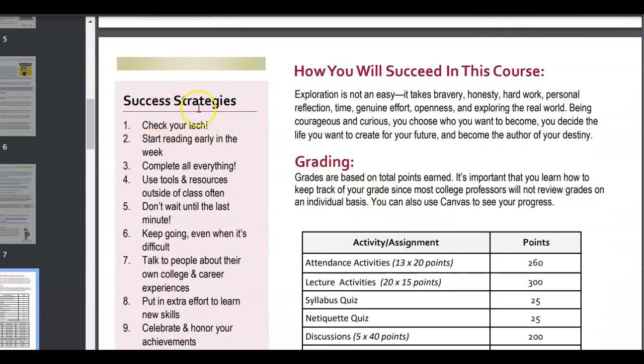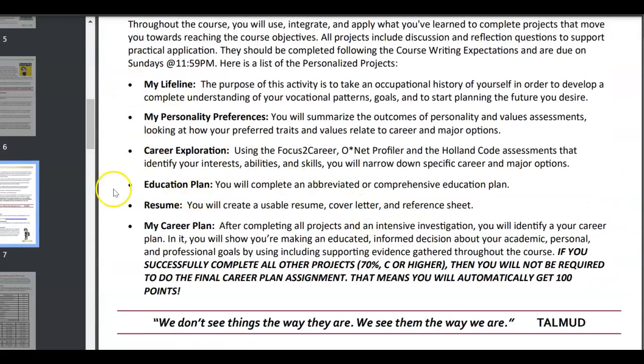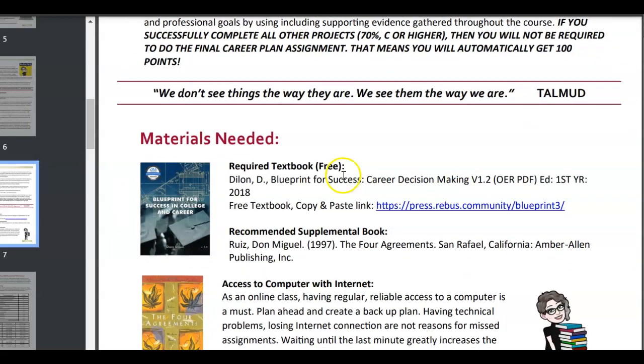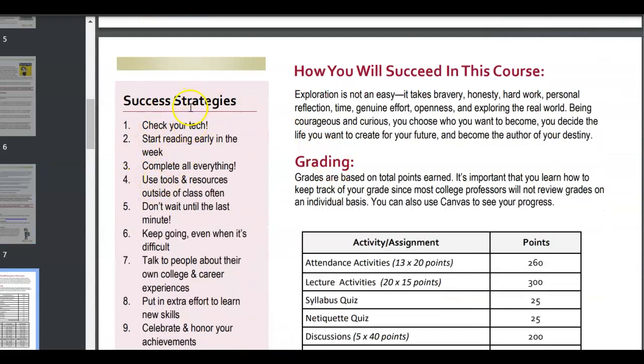Then we have success strategies. This is really important. Okay, let me point out a couple things. This is really important because on our syllabus quiz, I'm going to ask you what are our projects, right? What are the 6 projects? I'm also going to ask you what are 2 success strategies you want to do and try for a class, and why. The why is always important. Please make sure to explain why.